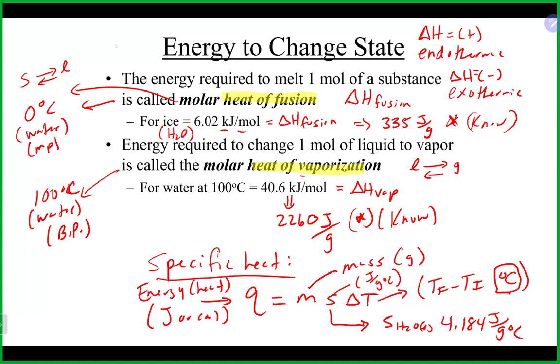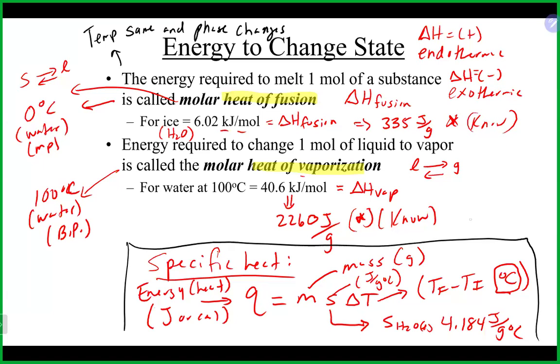So if you have any situation where the temperature is the same and the phase changes, then you're probably going to use a heat of vaporization or a heat of fusion. Specific heat is all about changing the temperature and keeping the same phase.